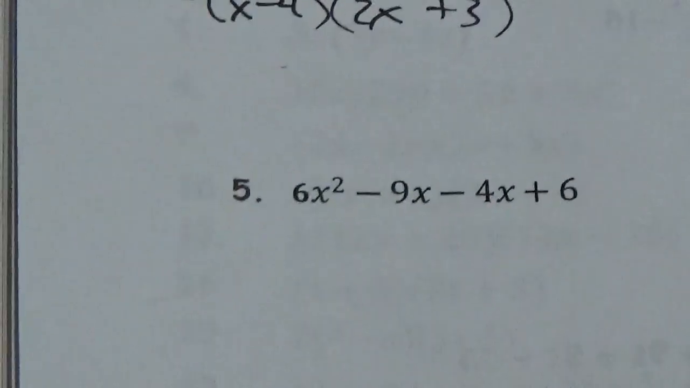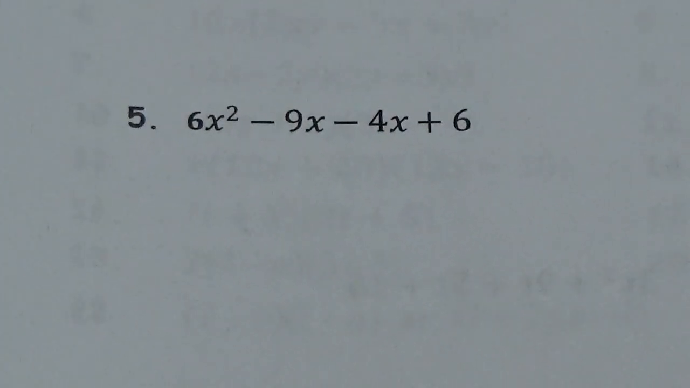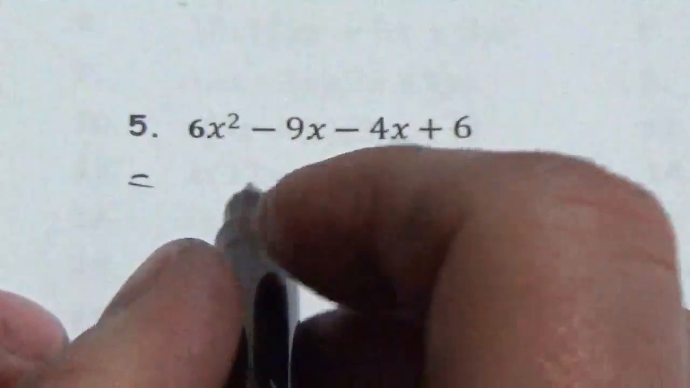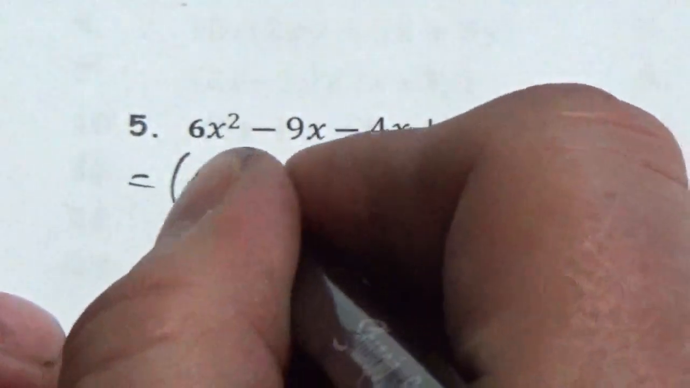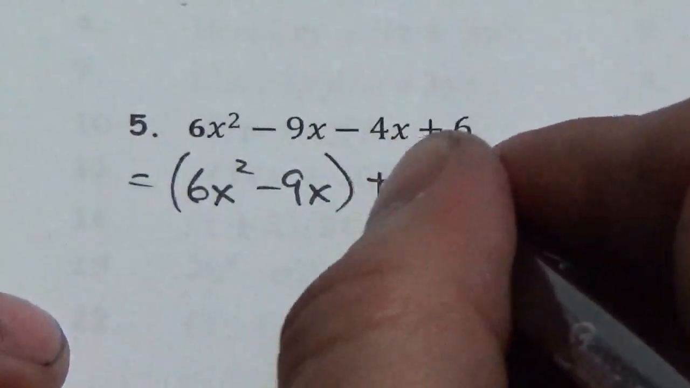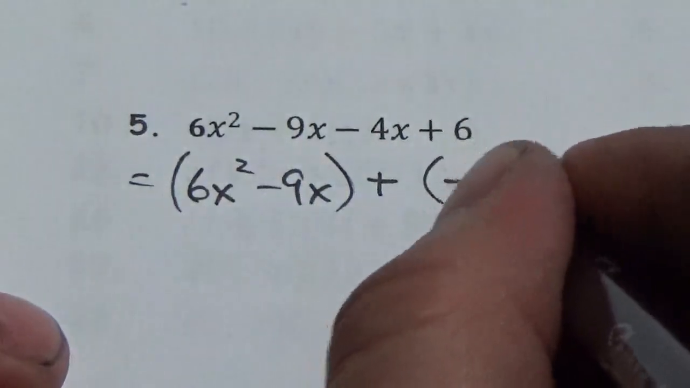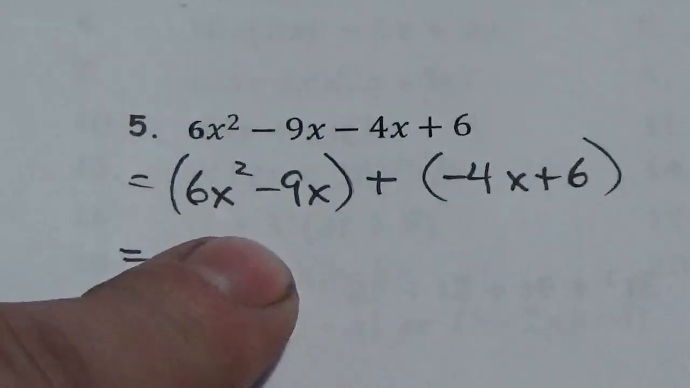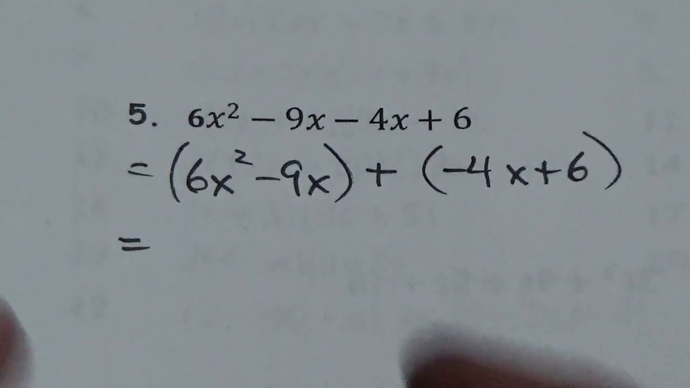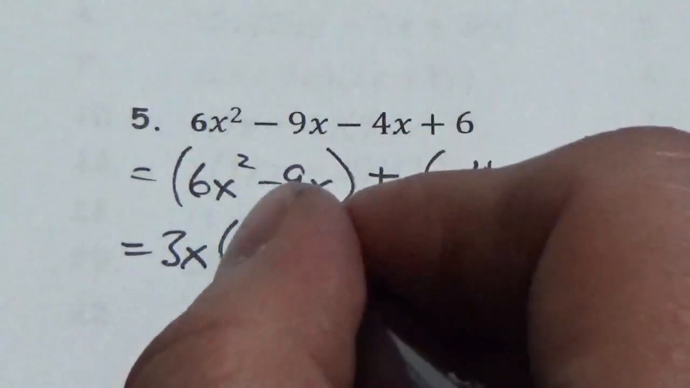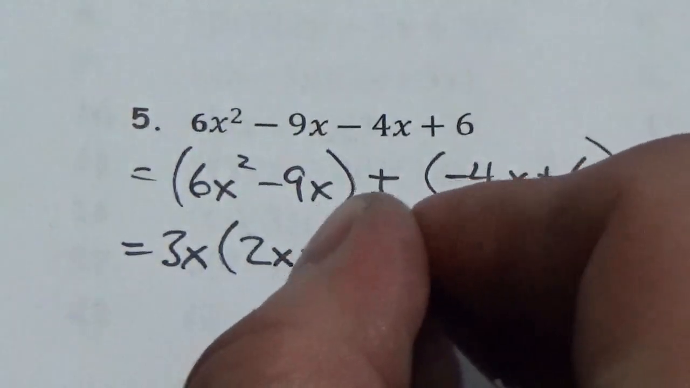Okay, let's take a look at this one. So here's another one where there's that negative sign in between. And again, I could group together those middle terms here, but I don't want to. What I want to do is put parentheses around those two, an addition sign, and pull that negative in and make that negative 4x plus 6. What's common to 6x squared minus 9x? Well, there's definitely an x, but there's also a factor of 3. That's going to leave me with 2x minus 3.